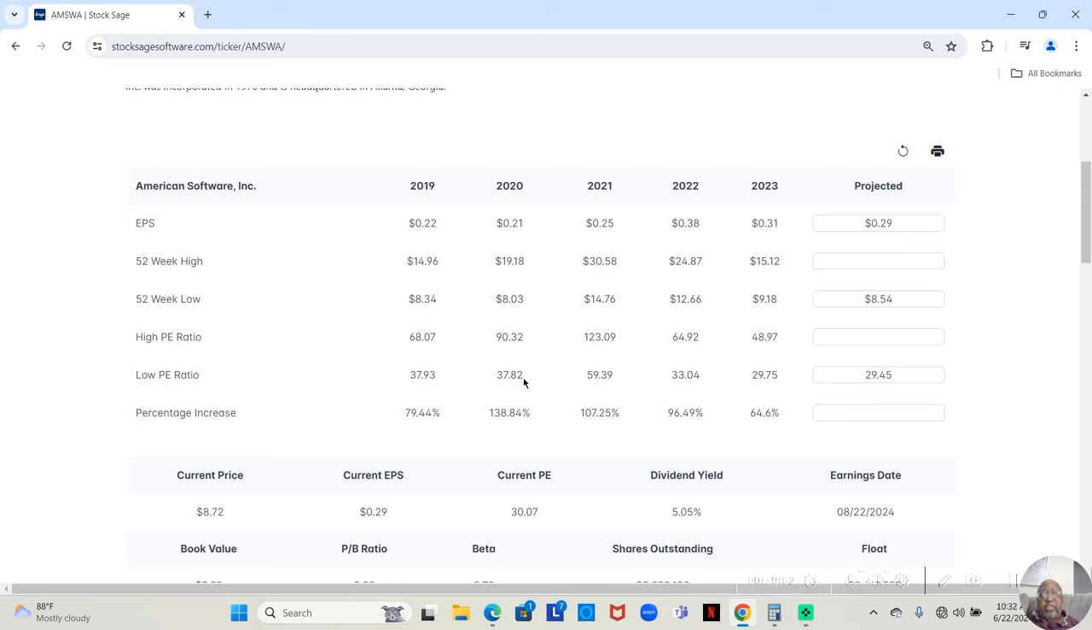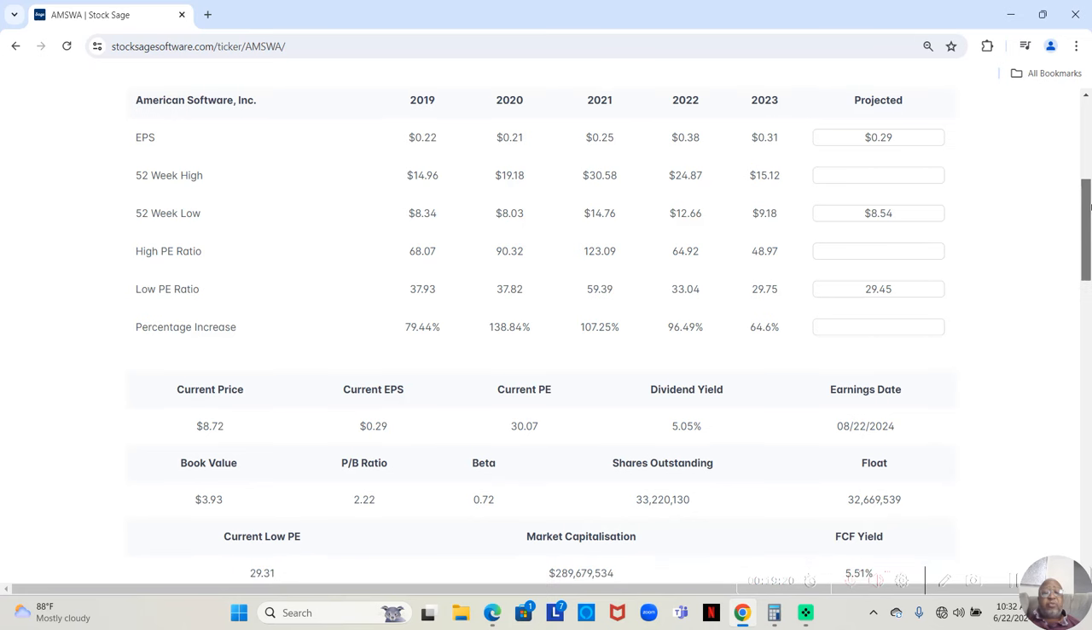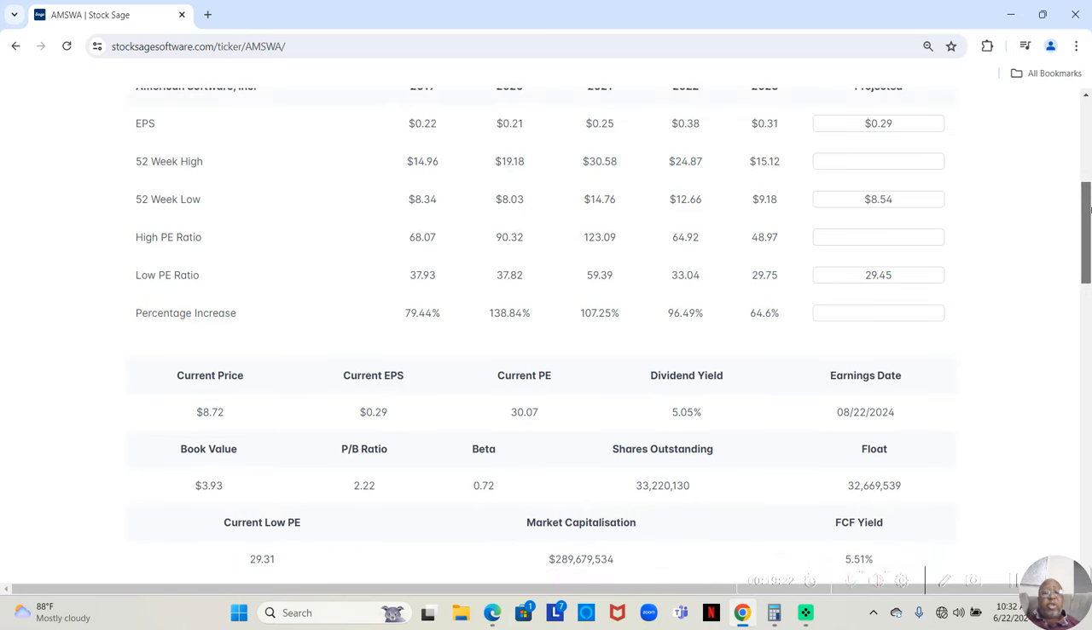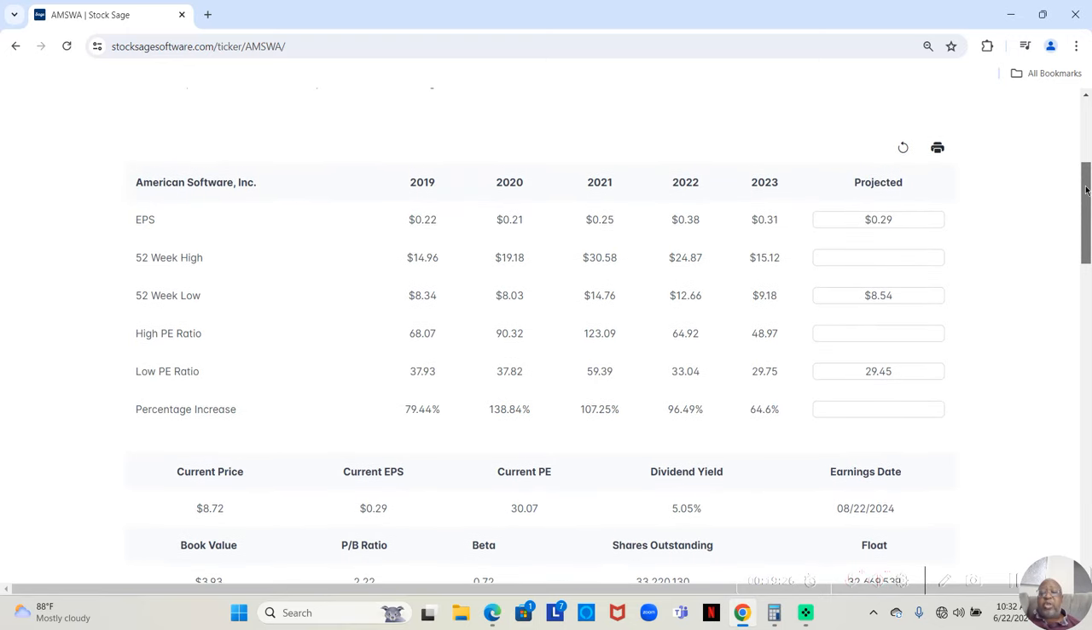37.93, 37.82, 59.39, 33.04, and 29.75. So only 1 year was the PE ratio lower than it is right now. Just 1 year was lower than it is right now. And in that 1 year, it was only slightly lower.